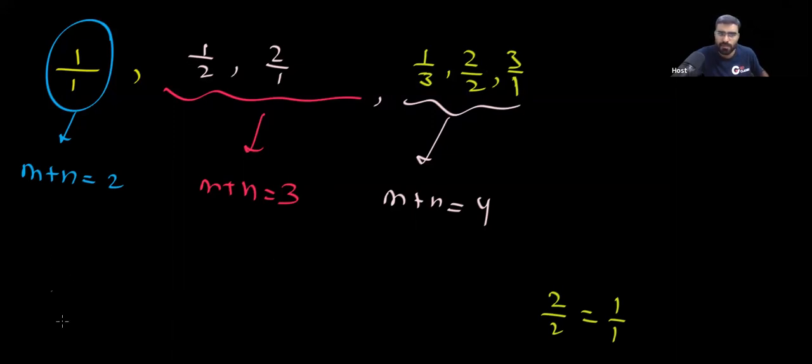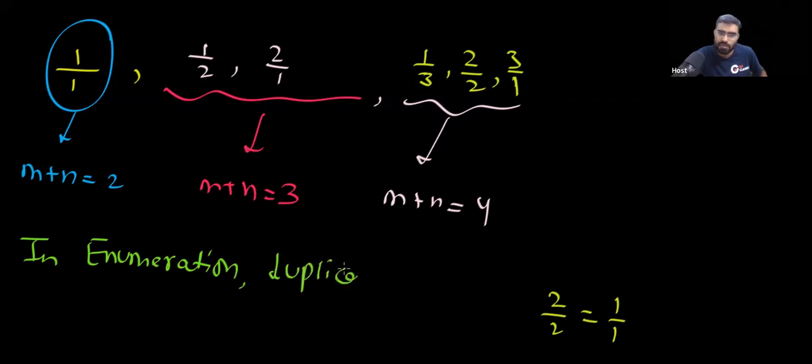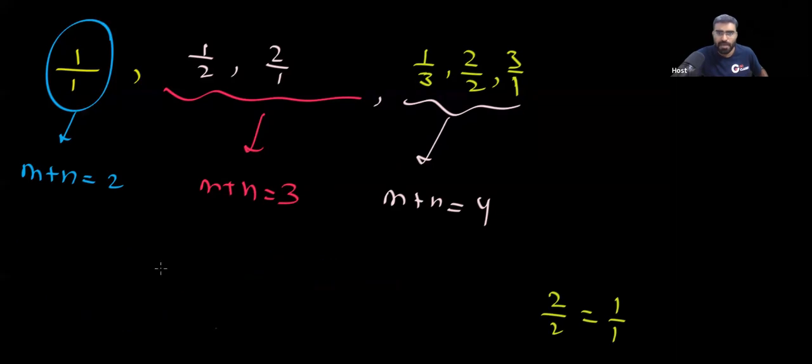Okay, remember this point, that in enumeration, duplicates are allowed. This point I told you. Repetition is allowed, no problem. So if you want to keep it, you can keep it. If you don't want to keep it, you can just not keep it. Yes or no? If you don't want to keep it, just don't keep it.